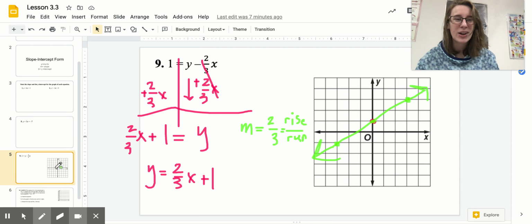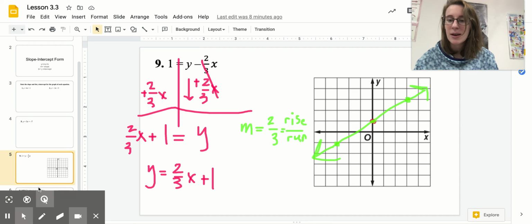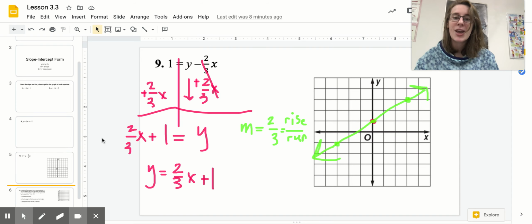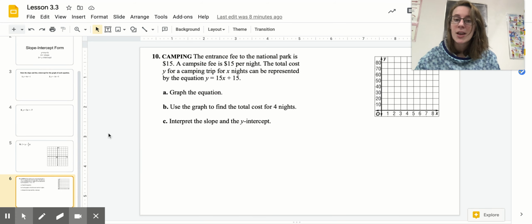If you need any more help, just reach out to me. I'm going to go through this word problem. The good news is, pause this video if you need to. The good news is, if you watch this far, your reward is you do not have to do problem number 11. You just have to do problem number 10.